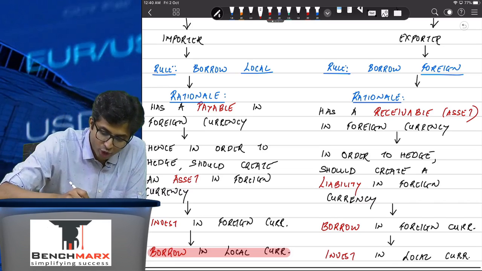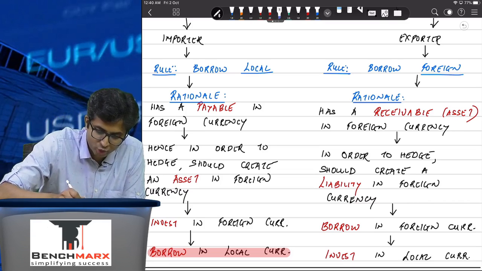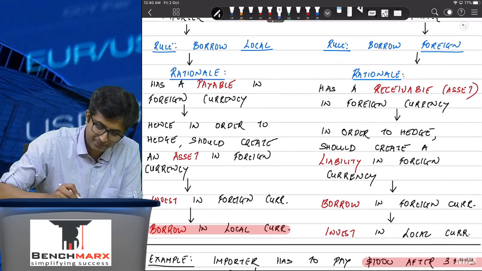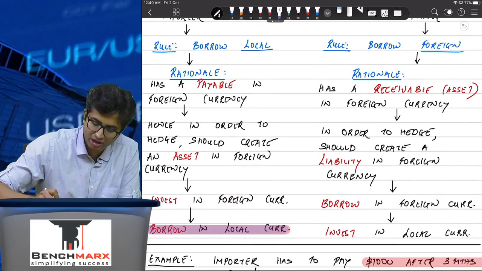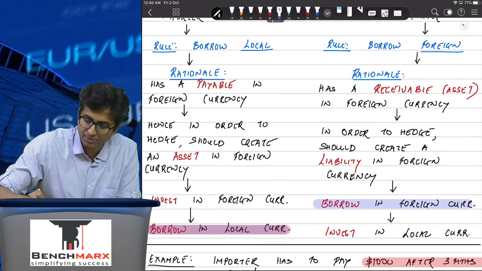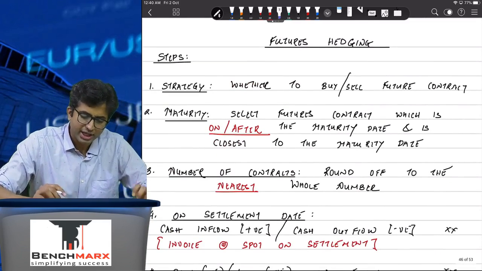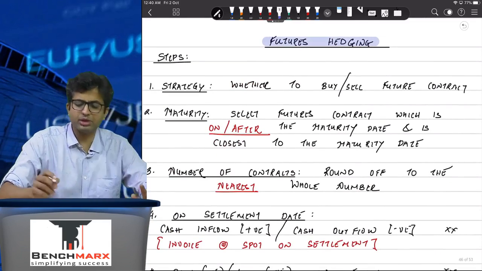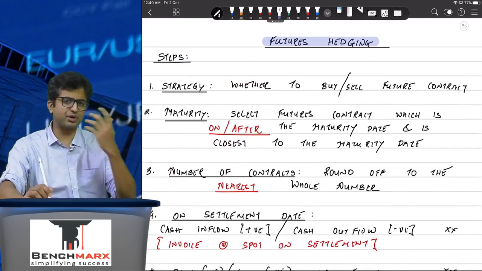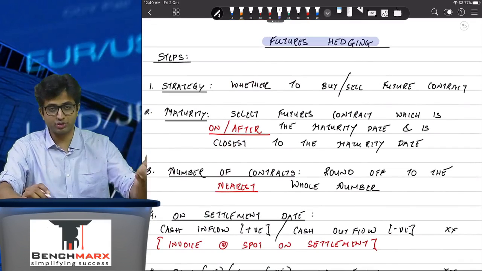If you do not want to think through all of this, the general rule is: the importer borrows in the local currency, whereas the exporter borrows in the foreign currency. This is the thumb rule. Okay, then you go to futures hedging. This is probably one of the most complex hedgings that you have, and different professors again have different ways in which they do it.